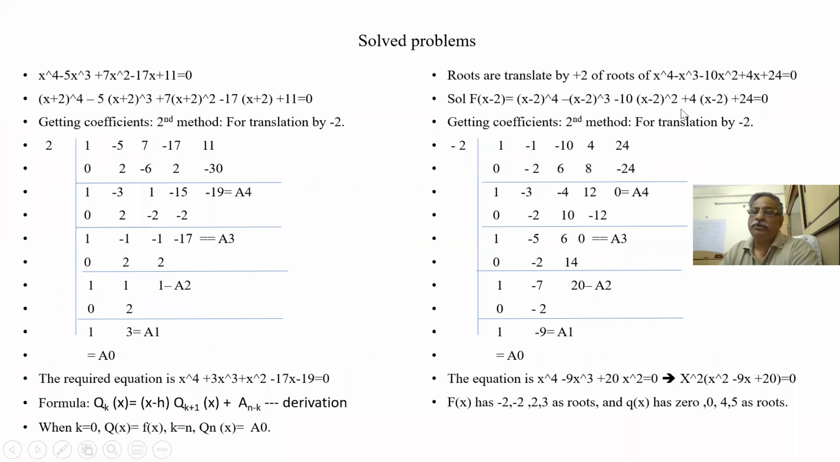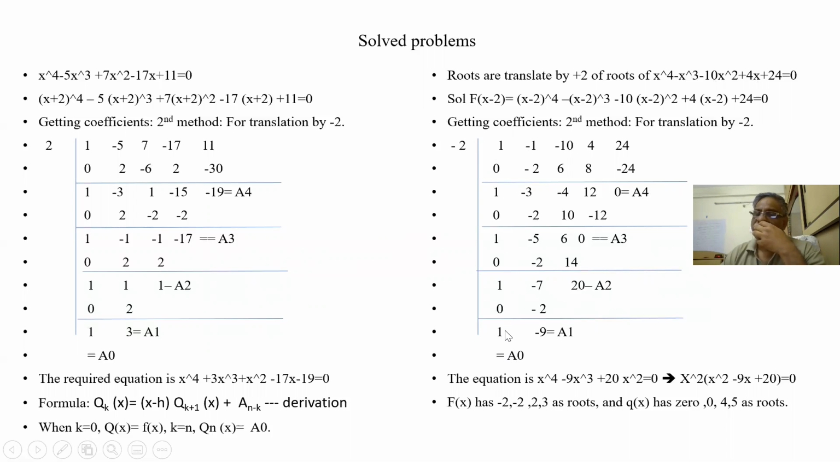So how am I going to do it? I am going to do it by the second method. Plus 2 means it is to be translated by plus 2, so I have to divide by minus 2. Here translation by minus 2 means dividing by plus 2; here translation by plus 2, I have to divide by minus 2. So when I take the coefficients of the given equation, 1, minus 1, minus 10, 4, 24, and do repeated divisions by -2, I get the coefficients A0, A1, A2, A3, A4.